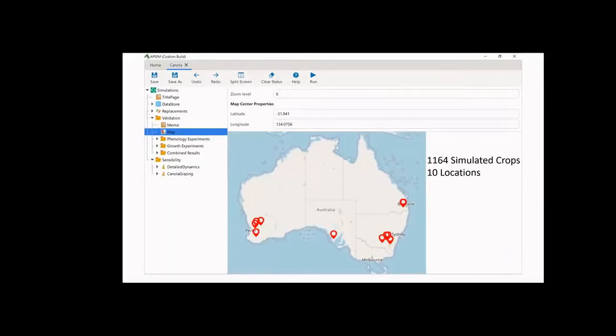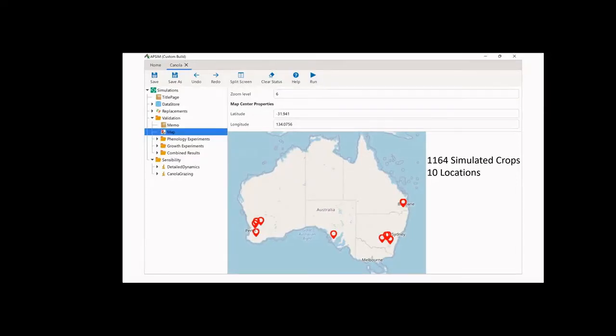The model has been tested across 10 locations across Australia. Within the validation set that we're presenting today, there are 1,164 simulated crops across those locations. And those locations have been chosen from a larger data set that we've got based on the quality of the data and what it can provide to us in terms of model development.